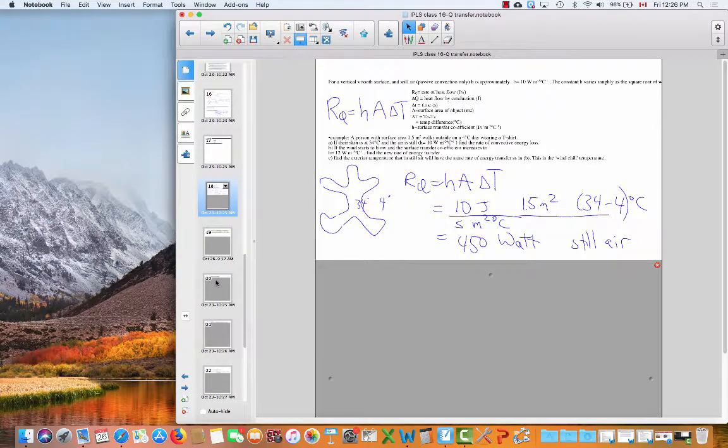Next, we consider the third and final means of transporting thermal energy, radiation.